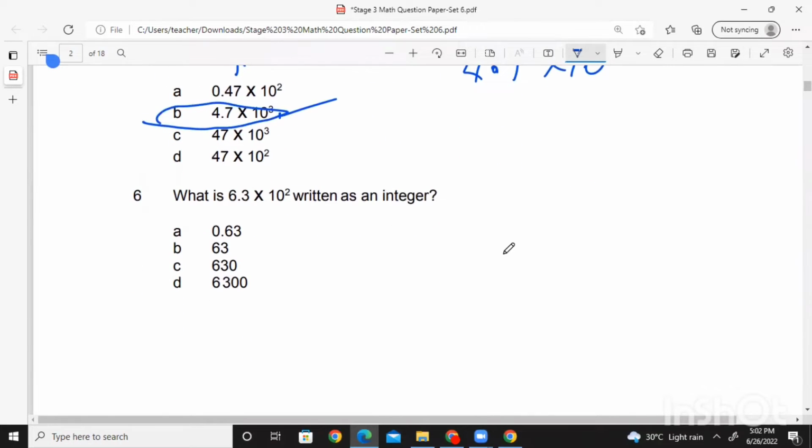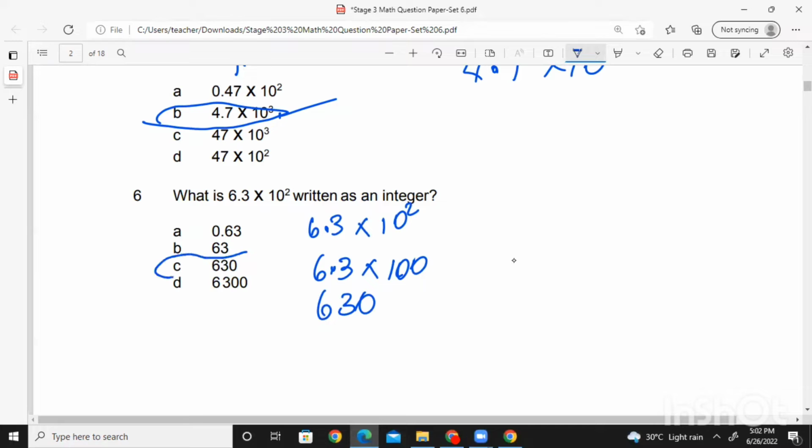Number 6. What is 6.3 times 10 to the second power? 6.3 times 10 to the second power really means 6.3 times 100, because 10 to the second is 100. So basically we're looking at 630. There it is.